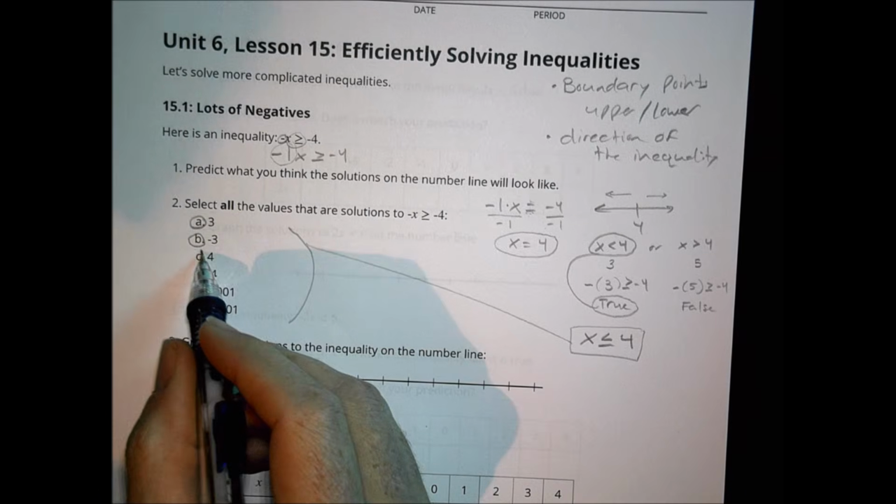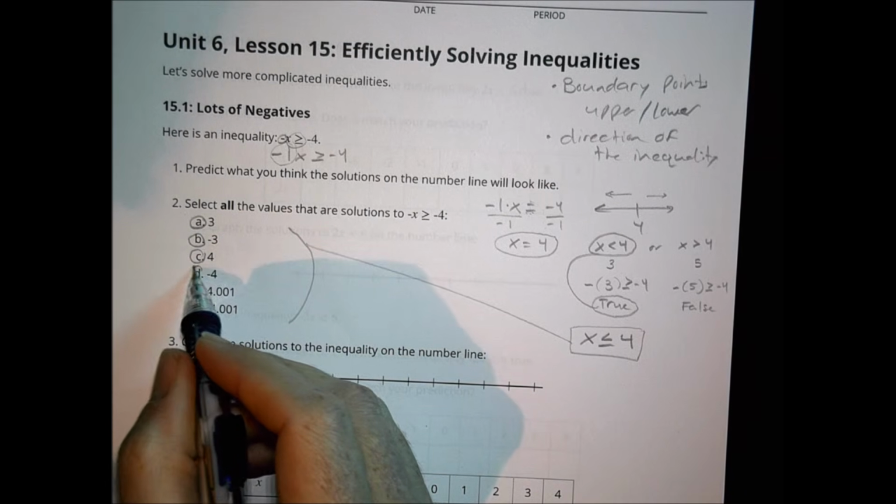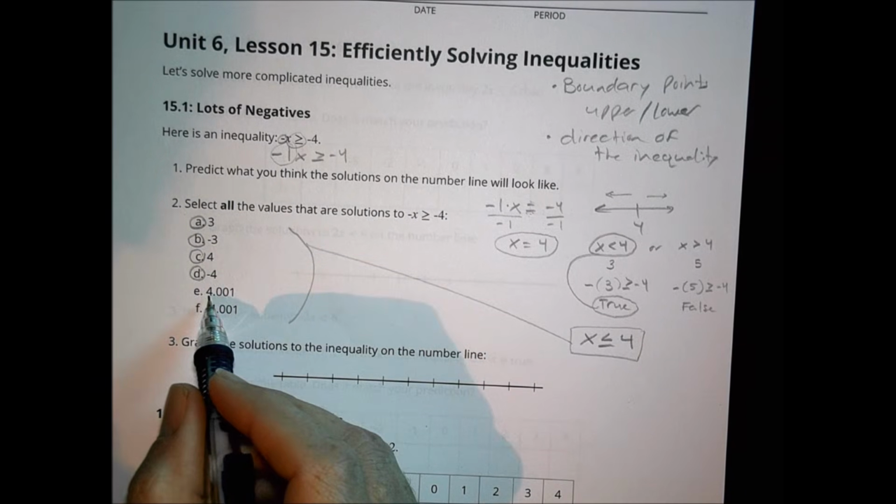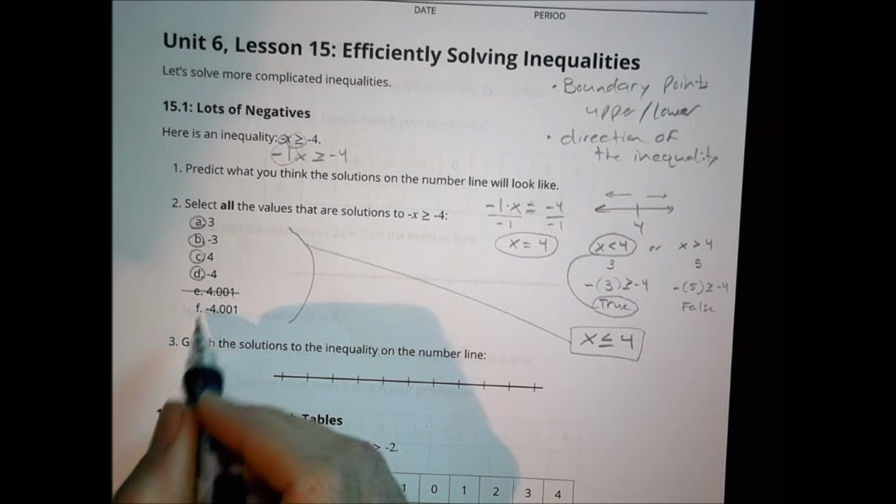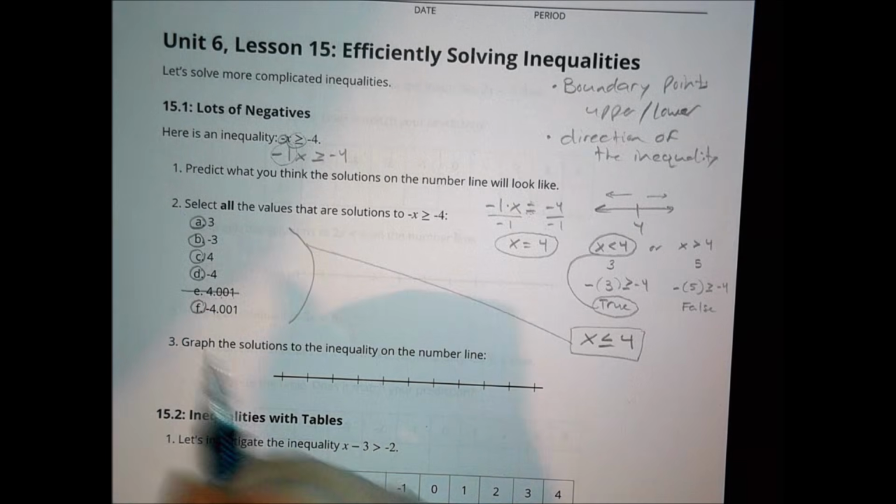4 is equal to 4, so it counts. Negative 4 is less than or equal to 4. 4.001 is greater than, so that will not work. And negative 4 is less than or equal to 4.